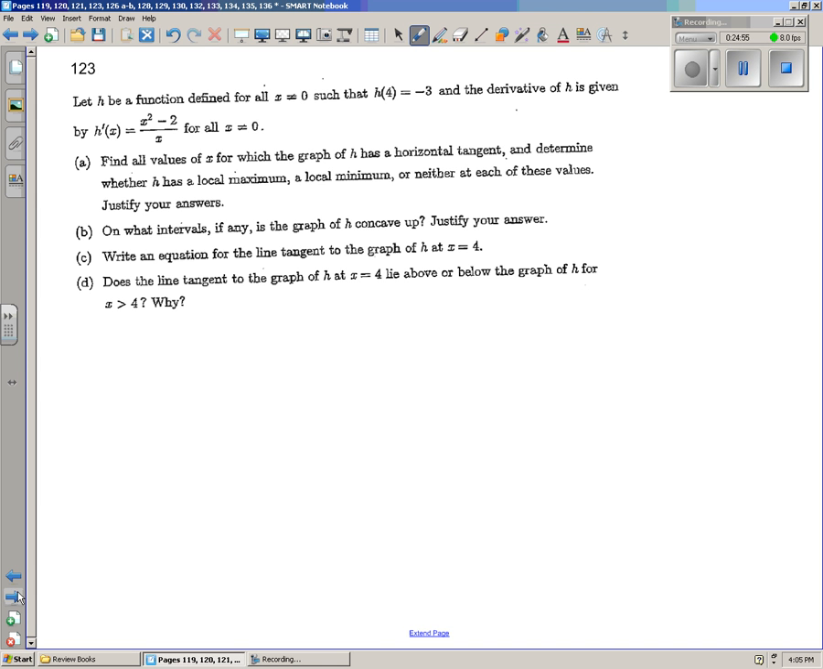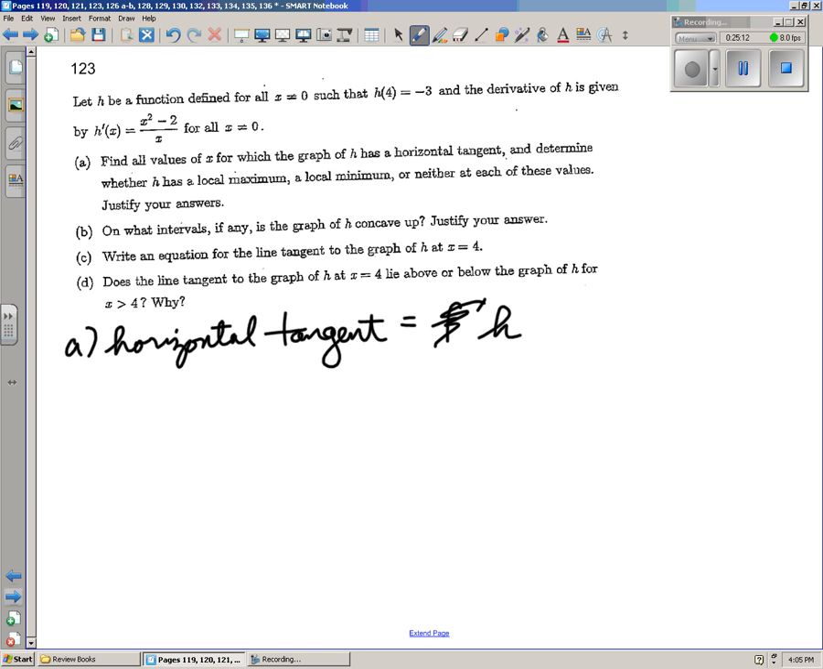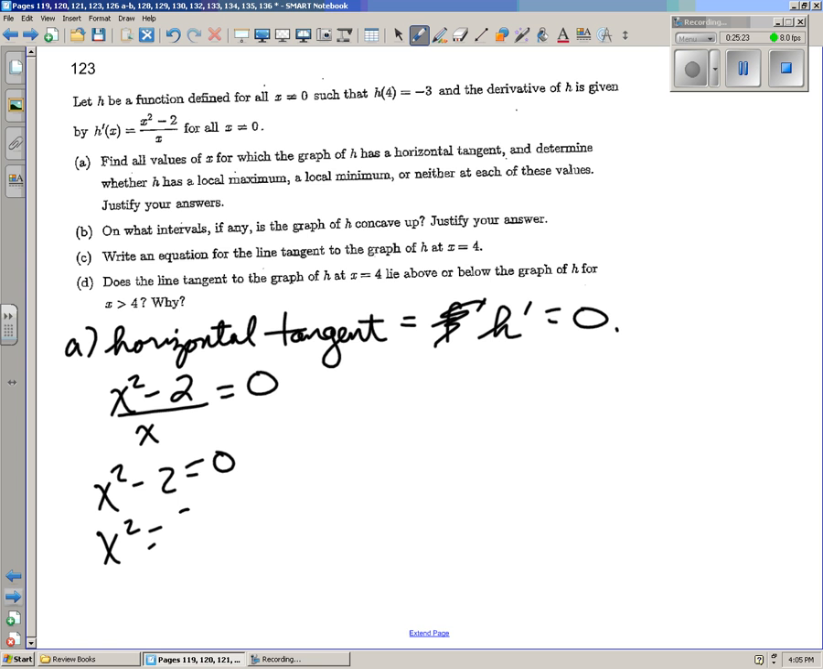We want to find all values of x for which the graph has a horizontal tangent. A horizontal tangent means f prime, or in this case, h prime, is equal to 0. So (x squared minus 2) over x equals 0. Well, that would mean x squared minus 2 equals 0. That would mean x squared is 2, and x would be plus or minus radical 2.